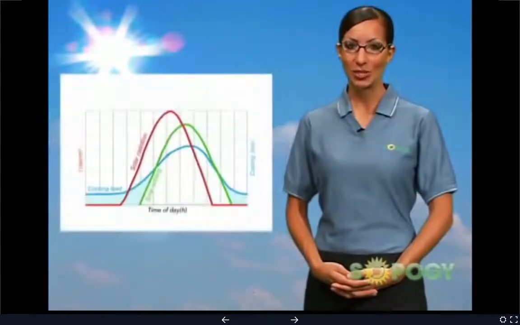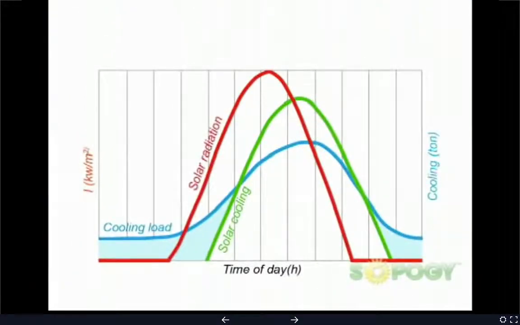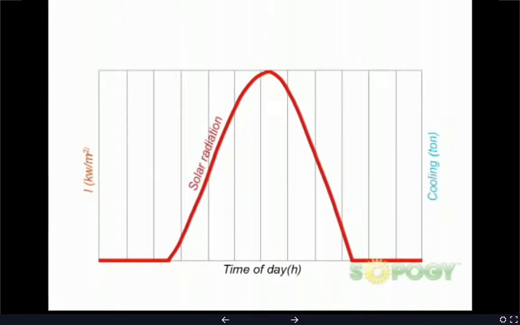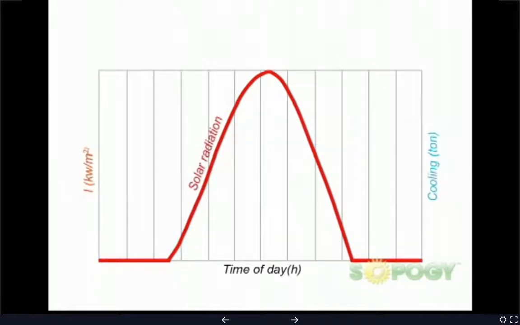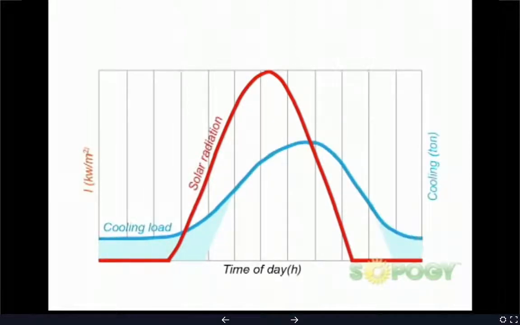Yeah, so as demonstrated in this graph, solar air conditioning is an ideal renewable energy solution as there is a direct correlation between solar radiation and cooling load demand. The red line signifies the available solar radiation on a typical summer day, the blue line signifies a typical building cooling load, and the green line signifies a typical cooling load harnessed from solar energy.